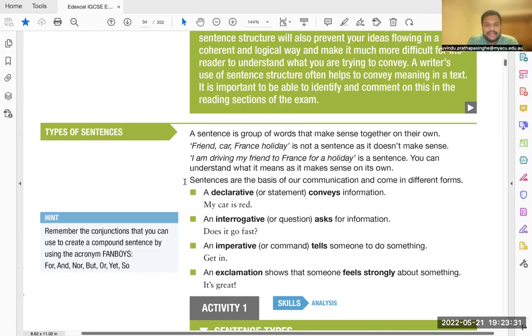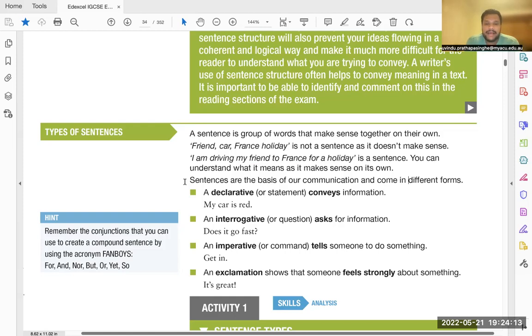They are namely declarative, interrogative, imperative, and exclamatory, or an exclamation. A declarative sentence often seeks to declare a statement. For example, our earlier example, my cat is brown, or my car is red. An interrogative sentence seeks to ask a question for information usually. For example, how old is your cat? Or how expensive was your car?